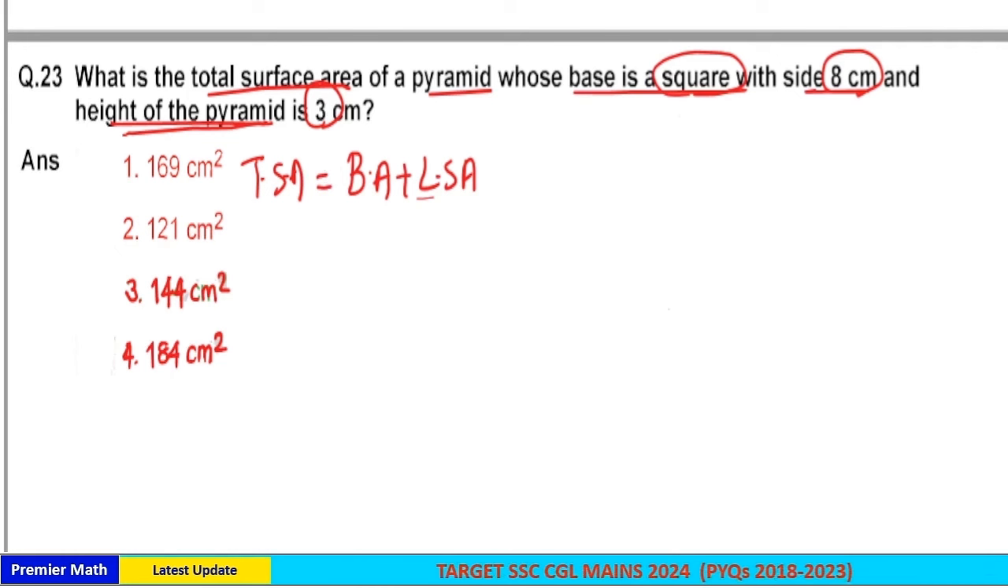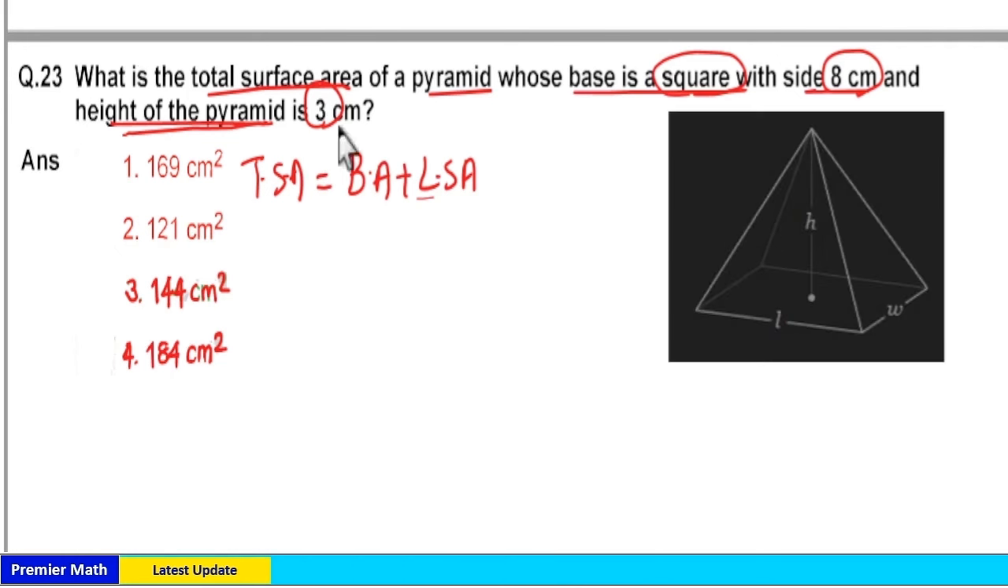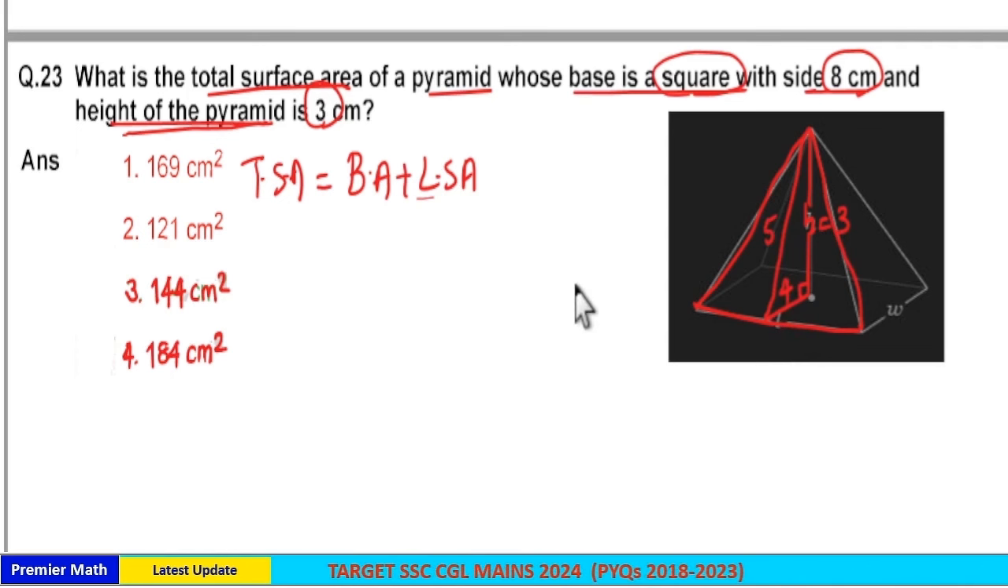Here, this is the pyramid. Now this height is the height of the pyramid, which is 3 cm. Now there are 4 triangles in the lateral surface, and to calculate the lateral surface area we need the height of this triangle. So take half of the base. Now this is a right angle triangle and here one side is 3 and this is 4, then the hypotenuse is 5. 3, 4, 5 is a triplet. So here the height of the triangle is equal to 5 and the height of the pyramid is equal to 3.